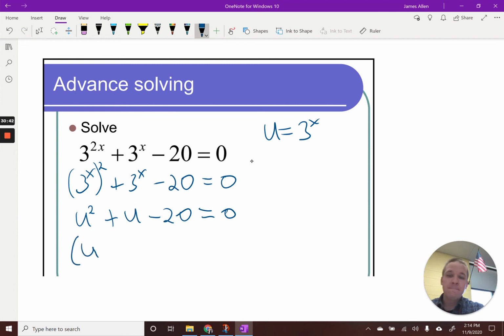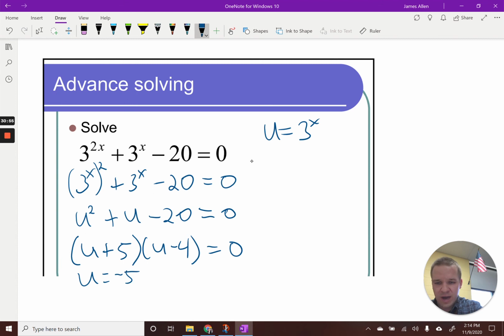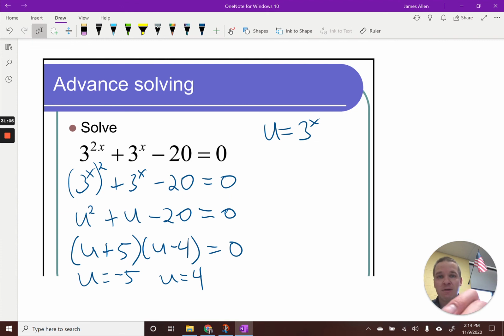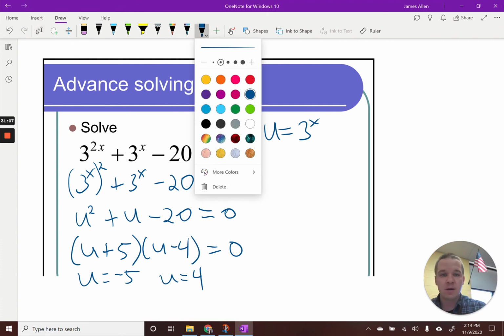So I'm going to have u plus what minus what? Let's see here. Plus 5, u minus 4, what multiplies to negative 20 and adds to 1. We've got it. There it is. So u equals negative 5 and u equals positive 4. So I'm done, right? No. That's what u equals, right? But u equals 3 to the x. So now I need to have 2 separate ones here.